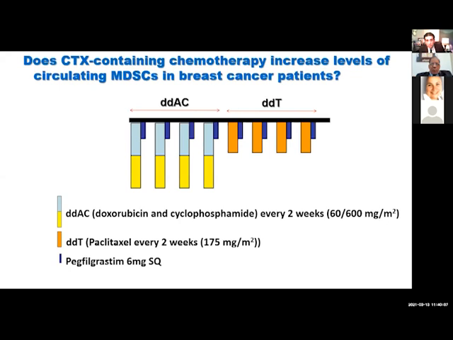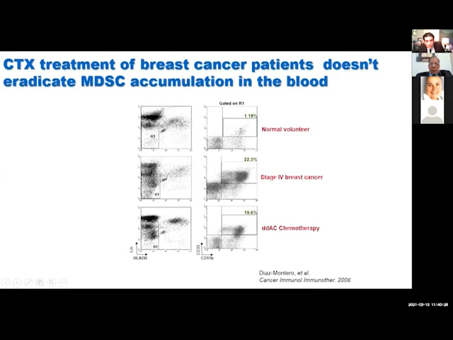Then we asked whether chemotherapy can eradicate, increase, or stabilize the number of these cells. We tested this question in breast cancer patients treated with the ddAC protocol, followed by ddT. ddAC is doxorubicin and cyclophosphamide, and later on paclitaxel. We counted the cells in normal, stage 4, and then with ddAC, and we found that the cells are still there: 1.1% in the best scenario, and 22% in the worst scenario in breast cancer patients, and after chemotherapy they are still there.